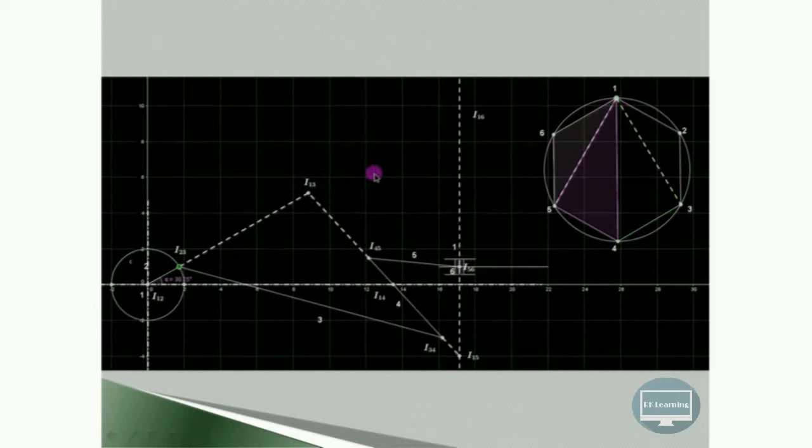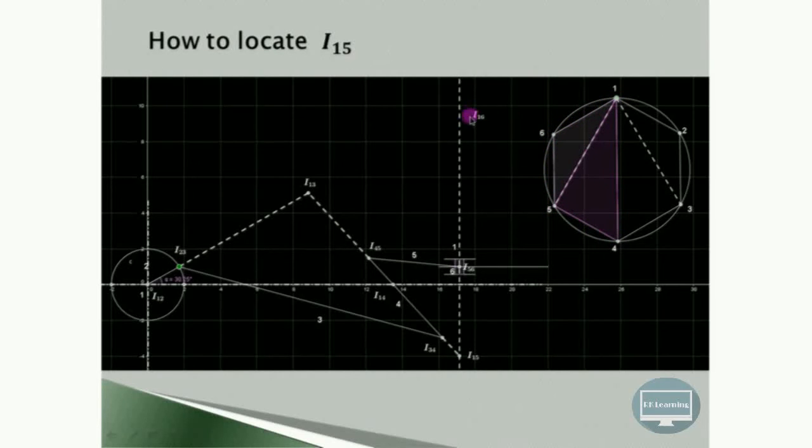Similarly, we now have to locate another ICR. Suppose we want to locate I15. So join this 1 5, that is shown over here. Again, it will form two triangles on either side of this 1 5. So consider the triangles 1 6 5 and 1 4 5. Suppose we consider 1 6 and 5 6. So we have to join these ICRs.